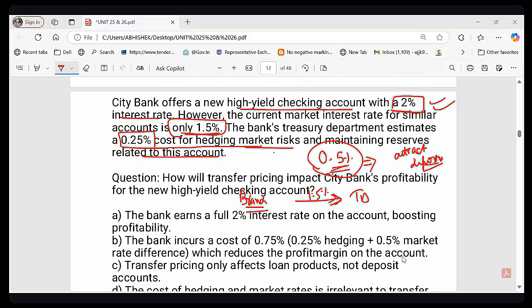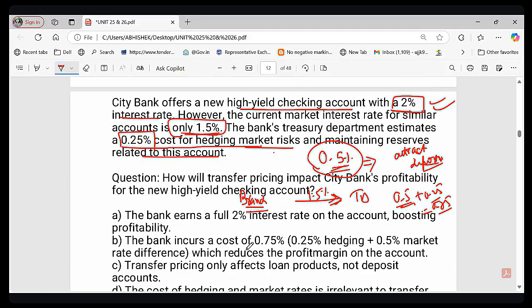So it is 0.75, not 0.25, it is 0.75. Our profit margin gets reduced by 0.75. First is 0.5, which we were already paying earlier, and 0.25 we had to pay extra, which is hedging. So our profit margin gets reduced by 0.75%, right?